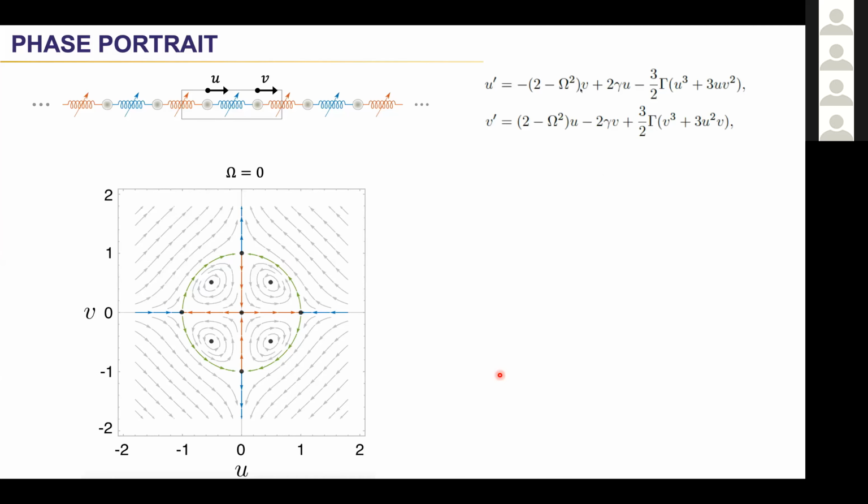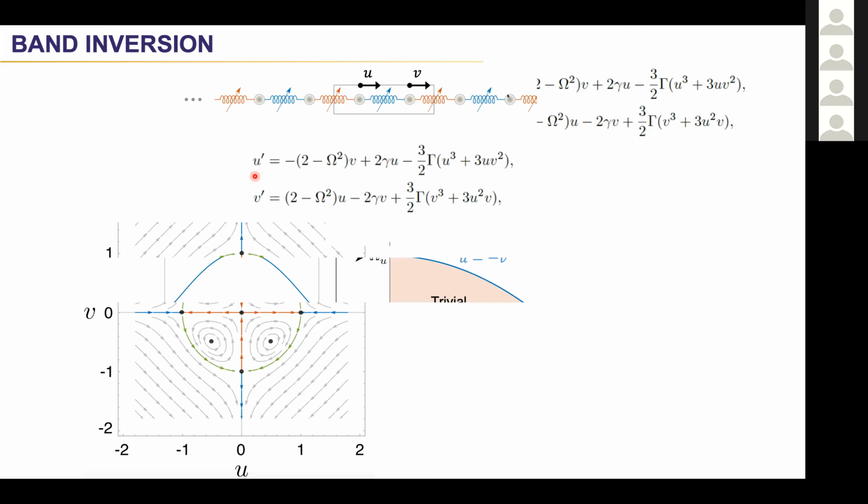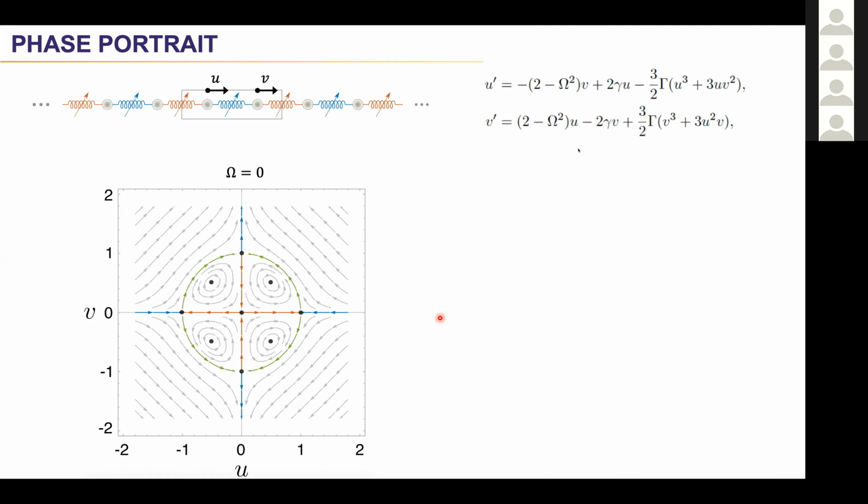So in order to analyze the whole family of solutions, the best way is to look at the phase portrait of these differential equations. So this is for the omega 0, which means the mid-gap frequency. We are talking about solutions around this point. And this is a beautiful phase portrait, U versus V.